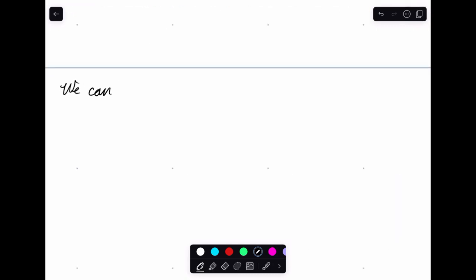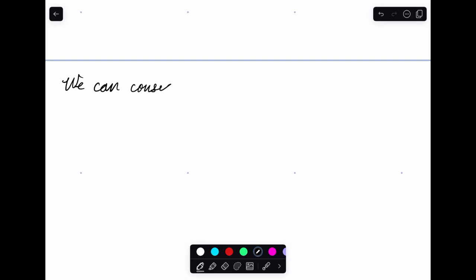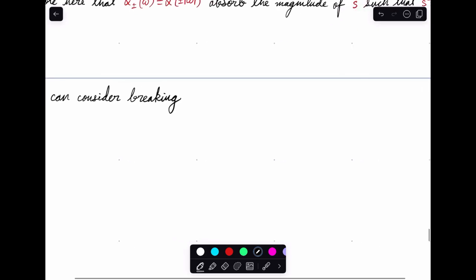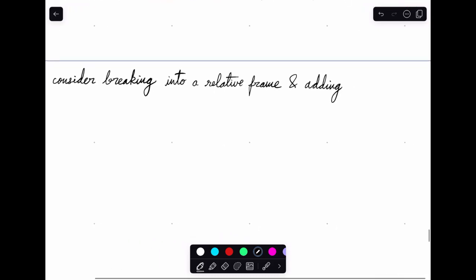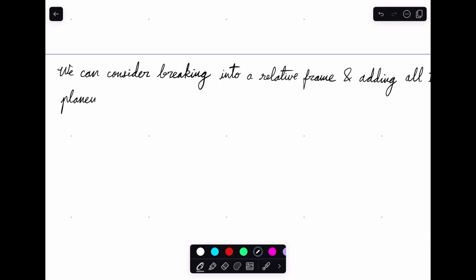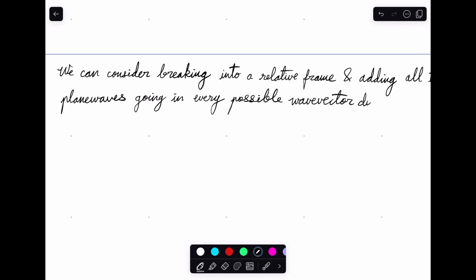We can consider breaking into a relative frame and adding, and then consider adding all the plane waves going in every possible wave vector direction.